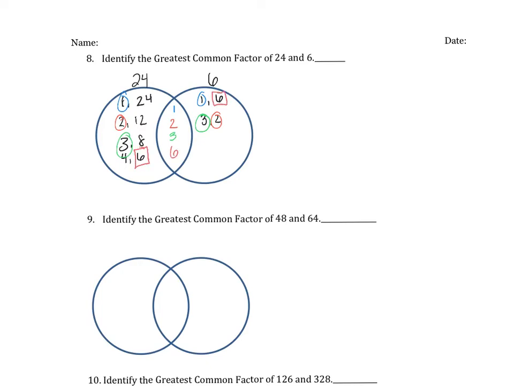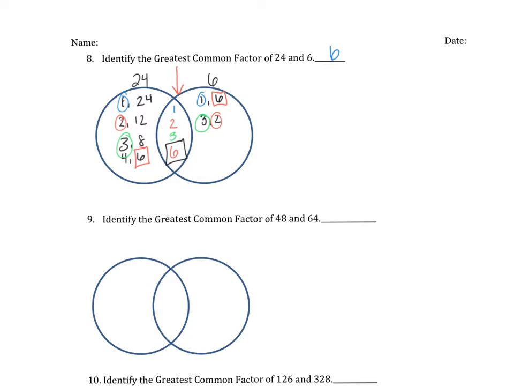So now we're going to look in this middle part here and say which is the largest number that they have in common. In this case, 6 is. So the greatest common factor of 24 and 6 is 6.